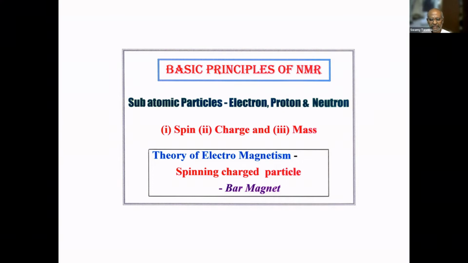So what is a bar magnet? You take any magnet, it will have two poles, one is north pole and the other is south pole. So essentially, the electron and proton will behave like bar magnets because they are associated with charge and spin.